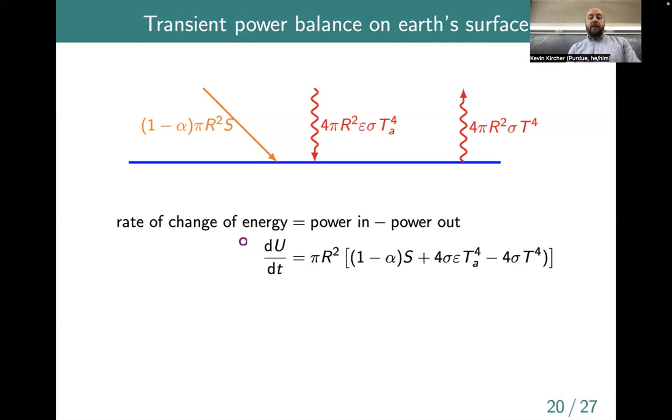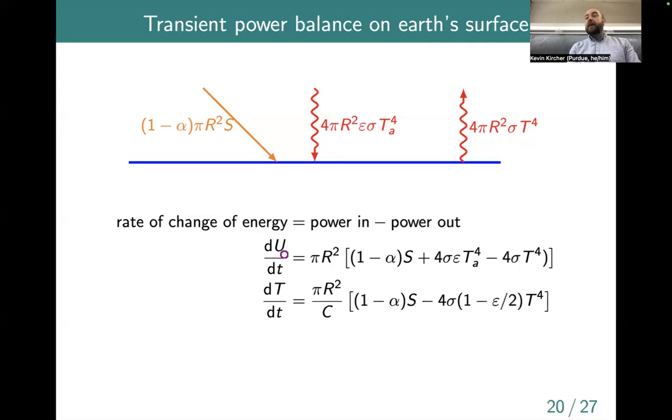So again, we wrote down the energy is U, and we have an expression CT for that. So this is just the time derivative of the stored energy. And on the right-hand side, everywhere there's a pi r squared, we have kind of this 1 minus alpha s term coming in. We have epsilon sigma ta to the fourth coming in, and then we have this additional t to the fourth term going out.